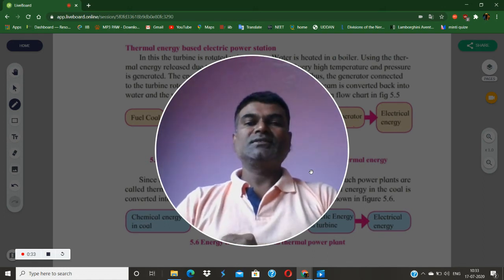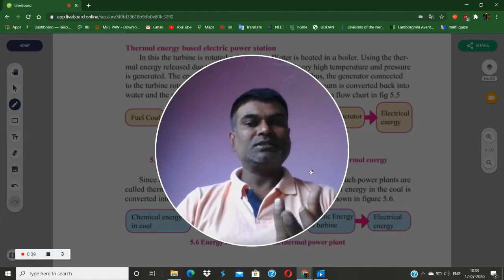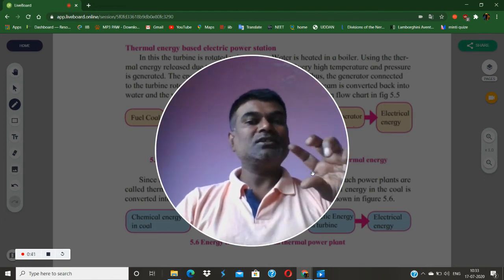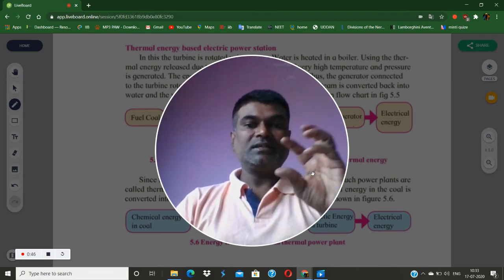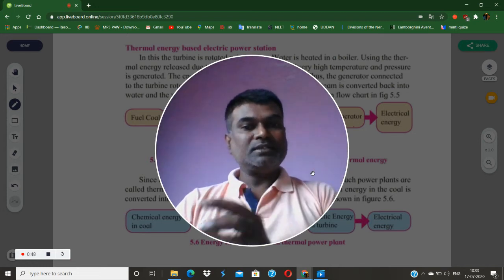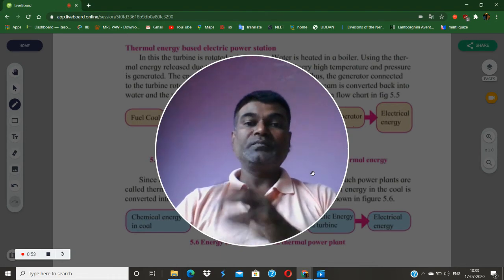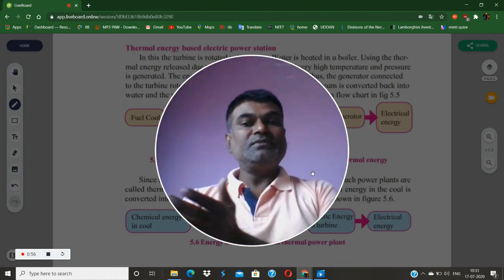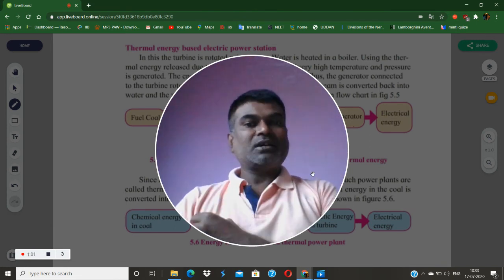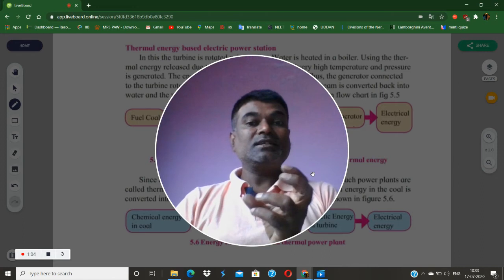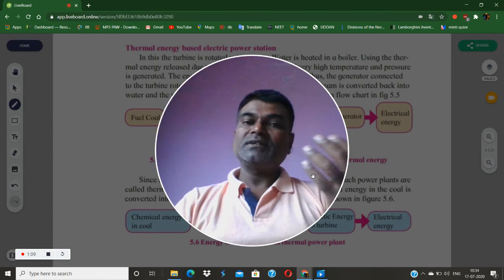These turbines are driven by other energy resources, and according to the resources used, the turbines are specially designed and constructed. Based on the construction of the turbines and the usable energy resources for driving them, we have categorized different types of electric power stations. Electric power stations are not all the same, they are different.